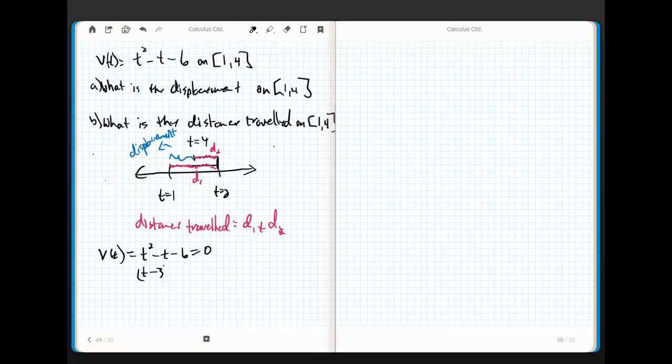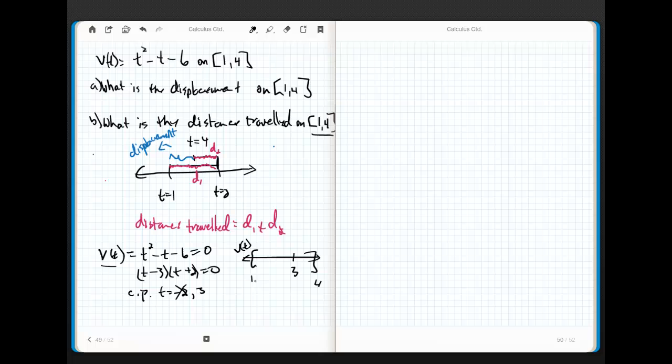This is begging to be factored, so I'm going to factor it. I get t plus 2, t minus 3 equals 0. So I know, since this is a derivative, remember, velocity is the derivative of displacement or of distance in certain contexts, which we'll talk about in a little bit, then I'm going to get critical points at t equals -2 and +3. But remember, we're on the closed interval from 1 to 4, so this guy isn't even on our radar. Now, if I throw this onto a number line diagram, here's 1, here's 4, and here's 3, now I can test to see what the thing's doing.